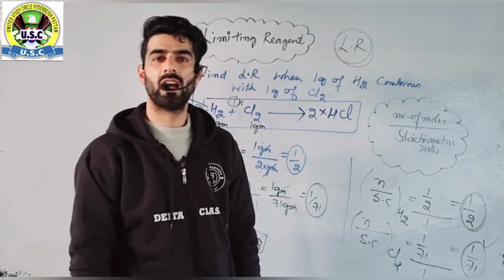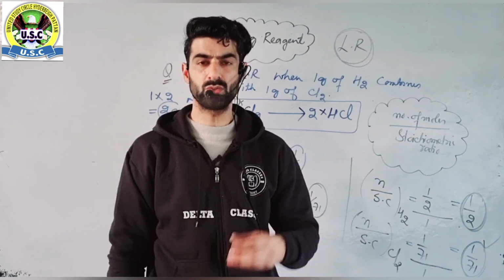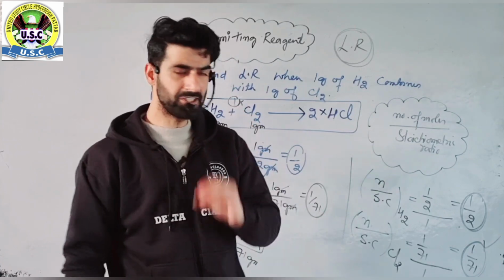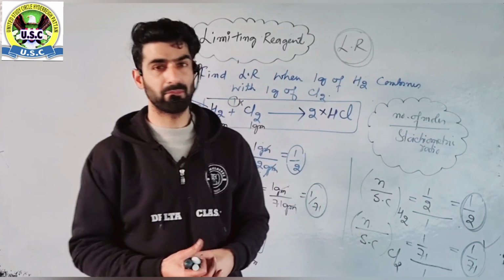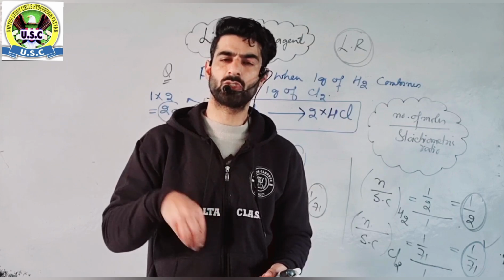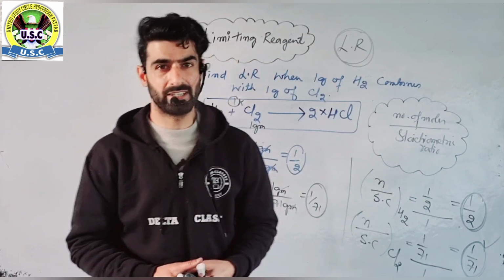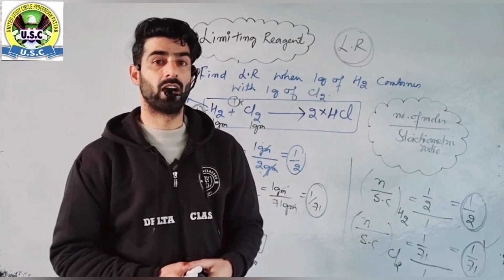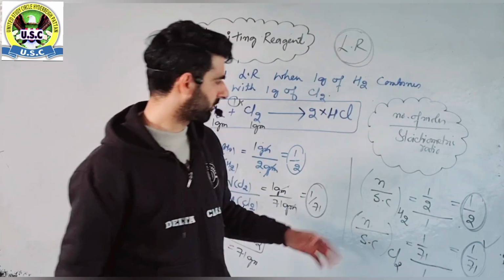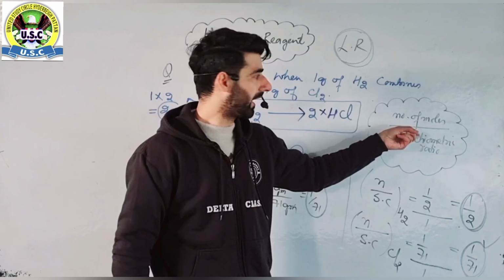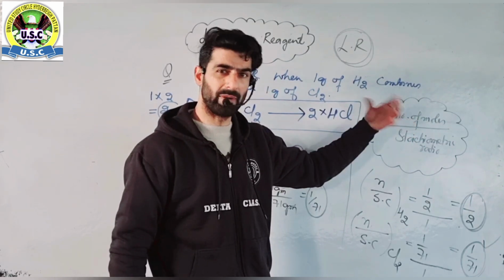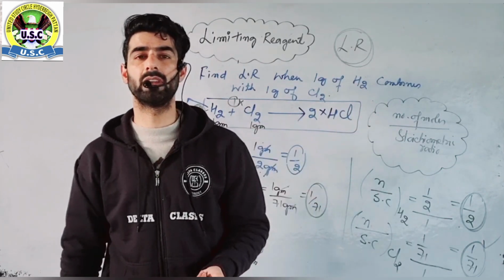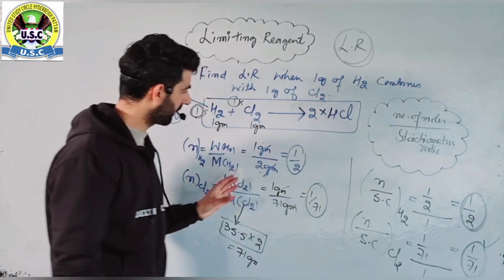So, the limiting reagent is the one whose ratio of number of moles to stoichiometric coefficient is less. From a definition point of view, as we have already mentioned, it is the one which consumes itself completely during a chemical reaction. But numerically, to determine the limiting reagent, you simply have to follow this ratio. If the ratio of any reactant is low, that reactant will be called the limiting reagent. Okay, so this was all.